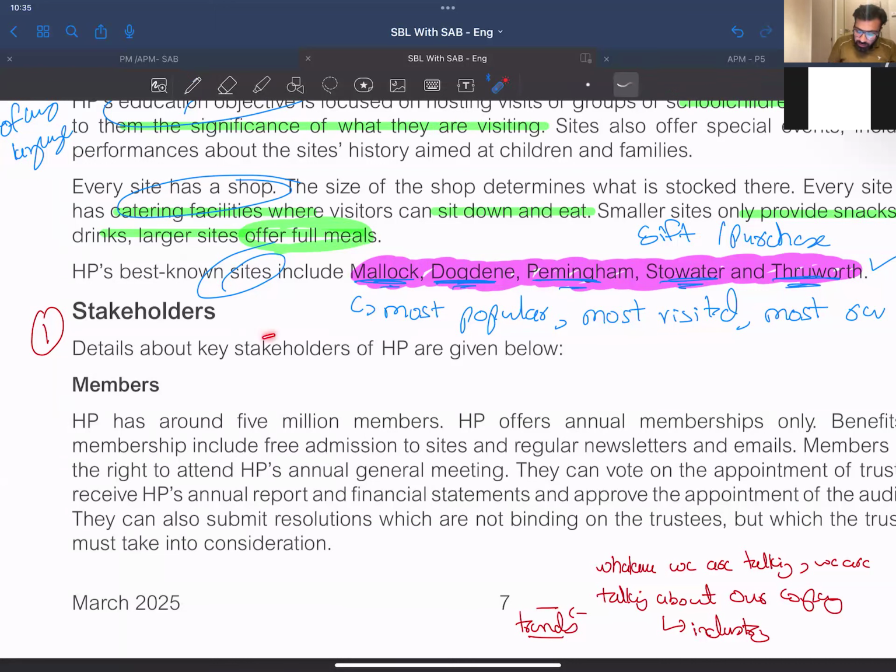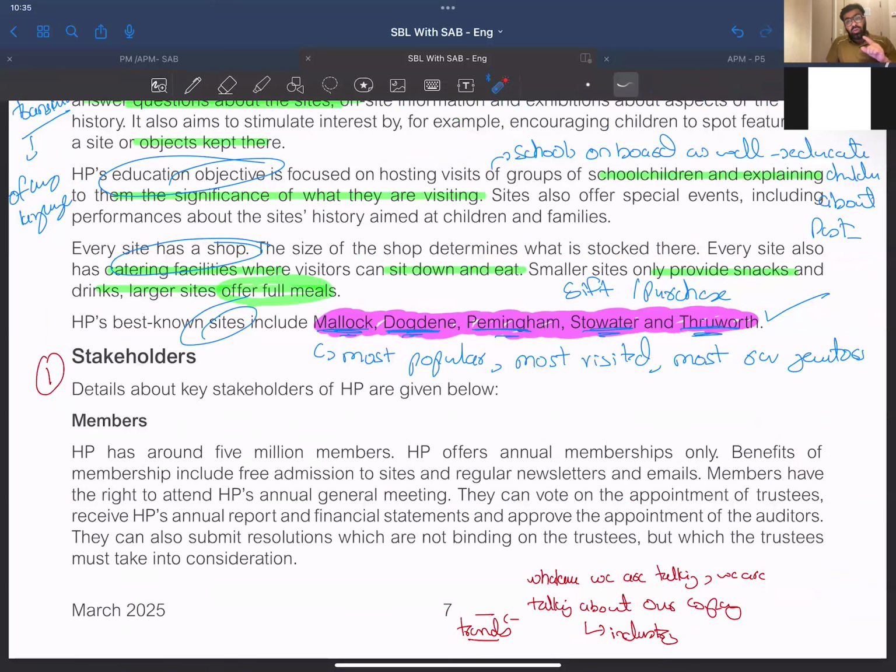So details about key stakeholders of HP are given below. Now, we know the stakeholders of the industry in which there were members, there were trustees, there were employees, there were volunteers, whatever. But for our historic places company, who are our key stakeholders? The biggest number I see is 5 million members, guys. So HP has around 5 million members here, right? It's a bigger number.